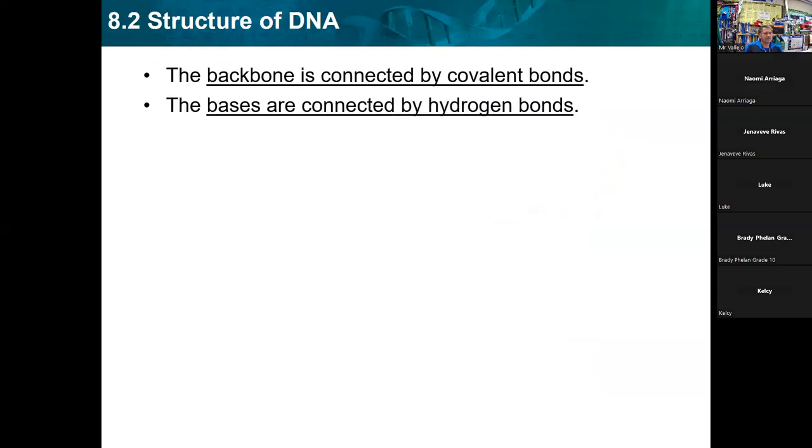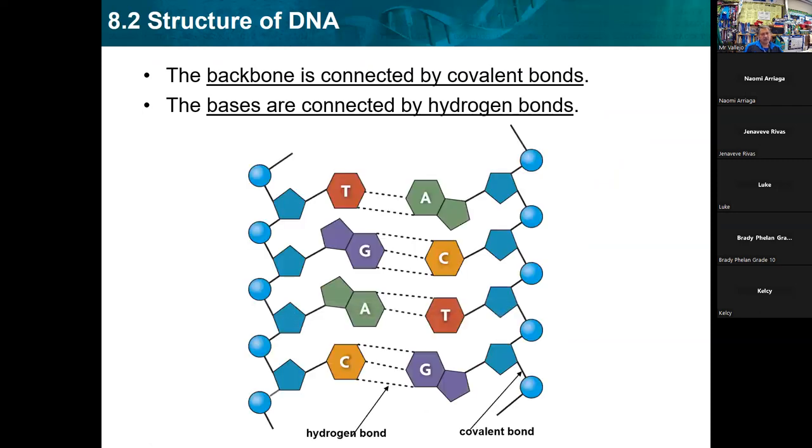I kind of got ahead of myself, but the bases are hydrogen bonds and the backbones are covalent. So these are strong and they're going to stay and they're stable. But these dotted lines here are transient and they can be broken. But that makes it so that the DNA molecules can unwind and unzip, come apart, and then come back together again.